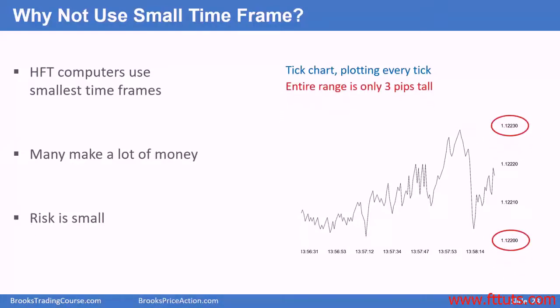The entire range is only 3 pips tall. So if you're a computer, sure, you can make a pip or two once or twice, but if you're a trader trying to do this manually, you are not going to make money when the entire range is only 3 pips tall, even though the pattern looks very tradable. You have to be a computer. A person is going to lose money if they try to trade something like that.